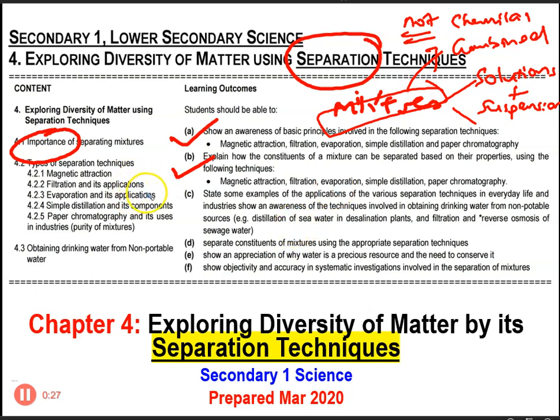And then after that, we will be talking about how Singapore actually gets drinking water from non-potable water. Now what's the meaning of non-potable? It means water that cannot be drunk. And these will usually be untreated water.